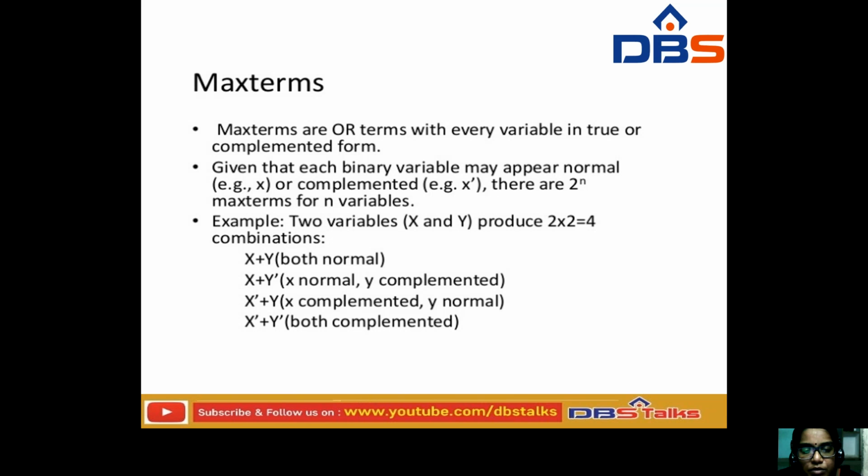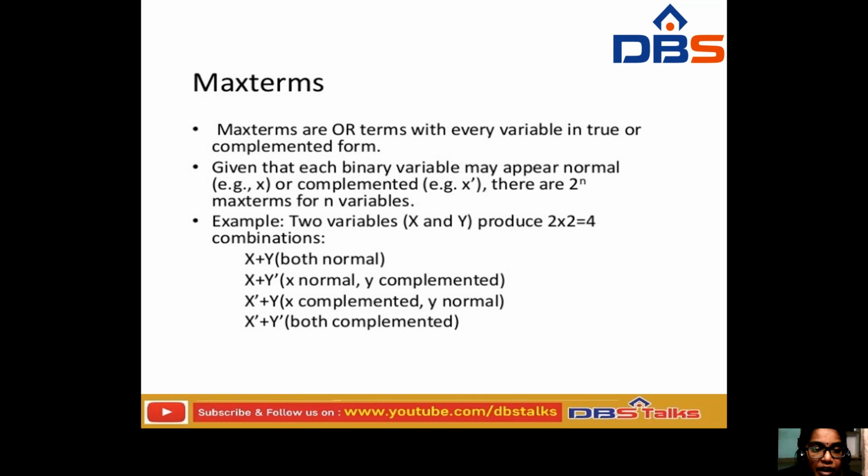These are the maxterms, the OR terms with every variable in the true or complemented form. Given that each binary variable may appear normal or complemented, there are 2 power n maxterms for n variables. These are the two variables x and y, which will produce 2 by 2. Here also the maximum number of possible combinations is 4, that is x plus y, where both are normal.